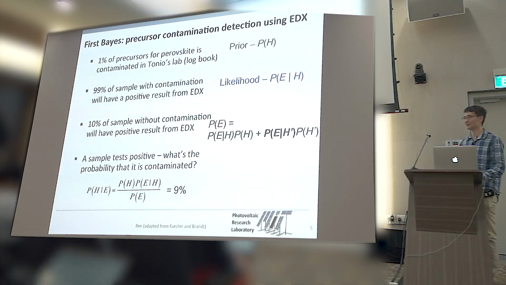If the student just says, okay, I ran the EDX test, it's positive, so my precursor is contaminated, I will just throw it away, the Bayesian approach is telling him there's actually only a 9% chance that your sample is contaminated. So essentially, what the Bayesian approach will ask the student to do is recognize that the EDX might not be sufficient to provide so much information for you to throw away these precursors. You might need to run additional measurements.